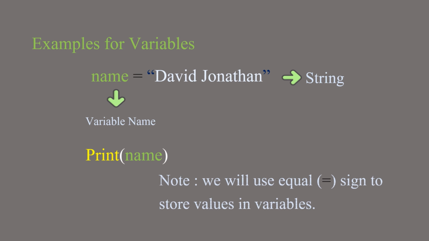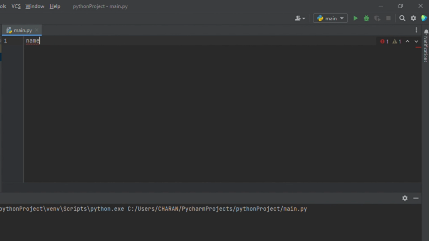Let's try it out in PyCharm now. Give any variable name, and use an equal to symbol to assign a value. Let's store a string inside the variable. I will try to create another variable and store some other string in it.